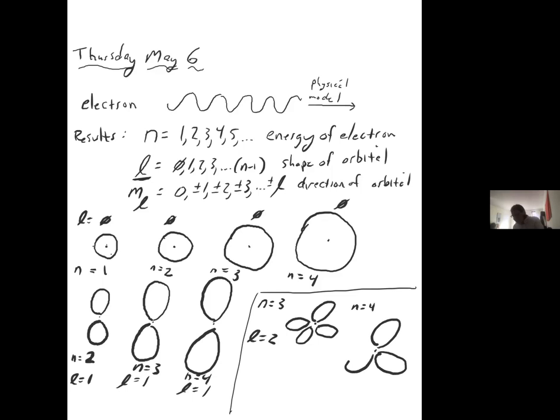Just like with the other ones, they get bigger. But still L is equal to 2, right? So the L is telling you the shape. So this shape is L equals 1, this shape is L equals 2, this shape is L equals 0. The N tells you how large it is, how much energy it has. Further, the bigger it is, the more energy it has. And then there's this M sub L, which tells you what direction it's pointing in.